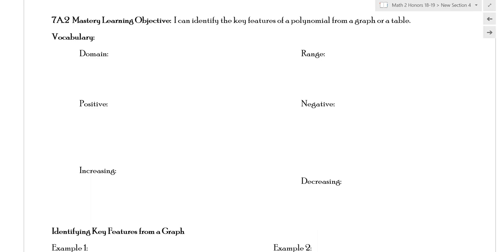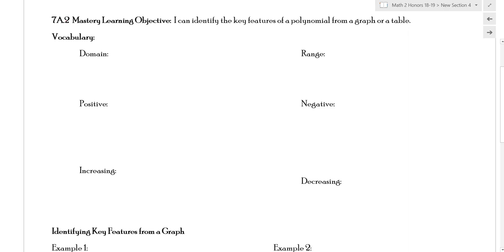So we're now looking at 7A.2. We're still identifying key features of a polynomial. And everything we're going to be doing today is intervals. So intervals are things that have a starting point and a stopping point. Okay, where does it start? Where does it stop? So we have 3 different types of intervals with 6 different things, actually.